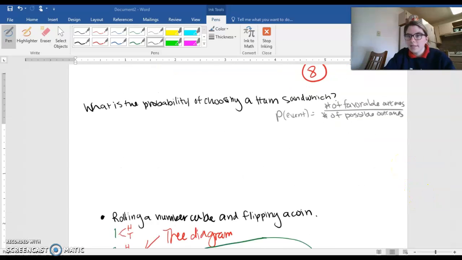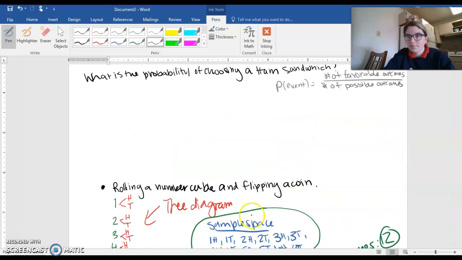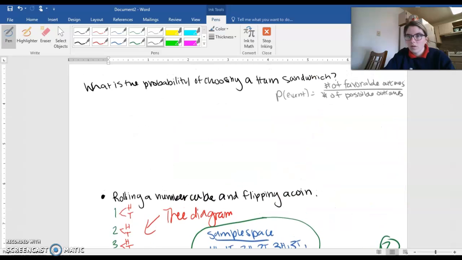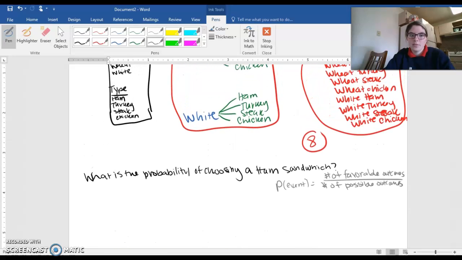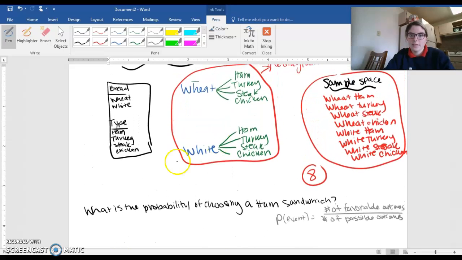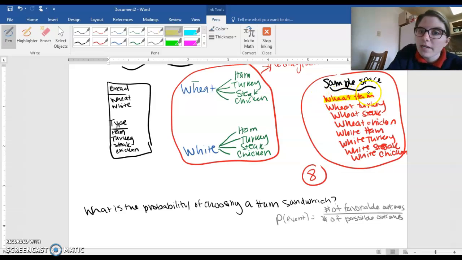So if we're looking at our first problem that we did, we talked about the sandwiches. Okay, so we created our sample space, and our follow-up question says, what is the probability of choosing a ham sandwich? So if we're looking over here, let's take out our highlighter. So I have wheat and ham, and then I have white and ham.